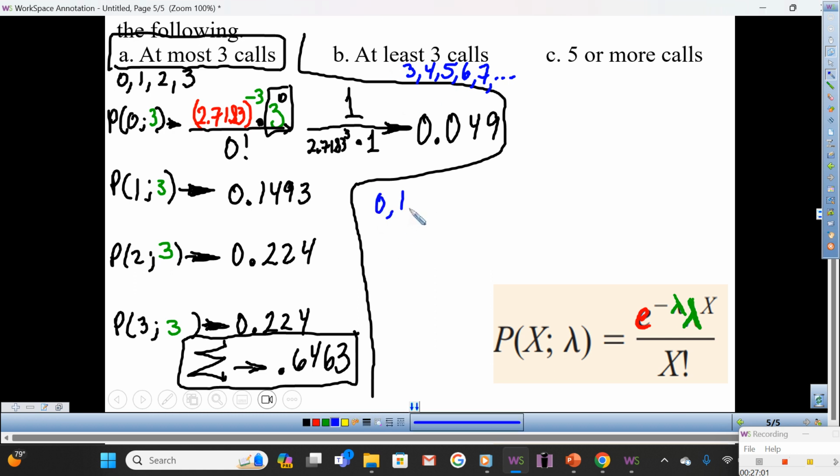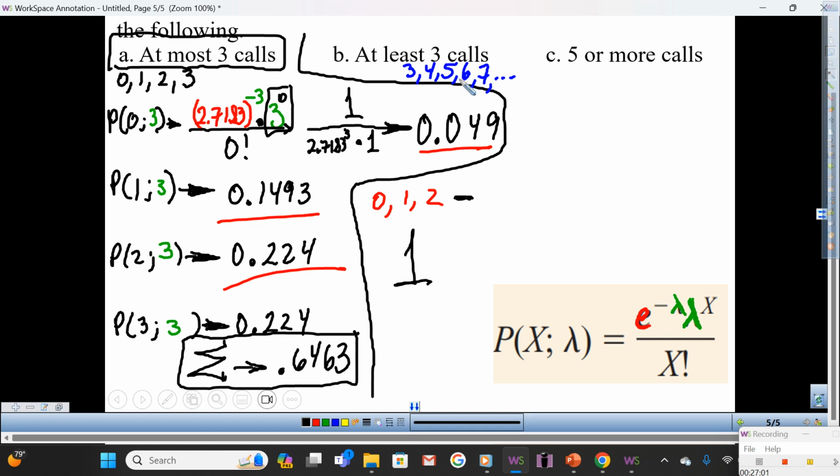So that means the calls before 3, which are 0, 1, and 2, which are this and this, if we subtract that from what? From 1, that is correct. That should give us the rest of the probability. That make sense? So, calculators calculate. For calls 0, 1, and 2, add these three up. Give me that number.